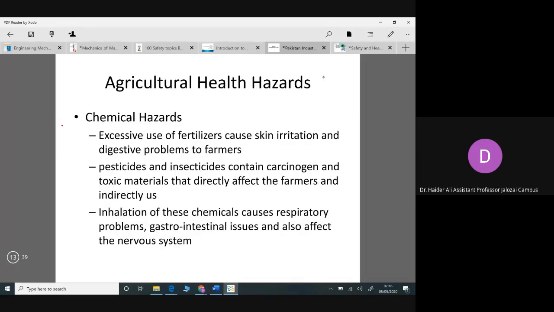There are chemical hazards associated with agriculture, like the use of fertilizers, pesticides, and insecticides. Those chemicals coming in contact with the skin can cause problems, or if they are inhaled, they can cause digestive problems, or they can even cause breathing problems.